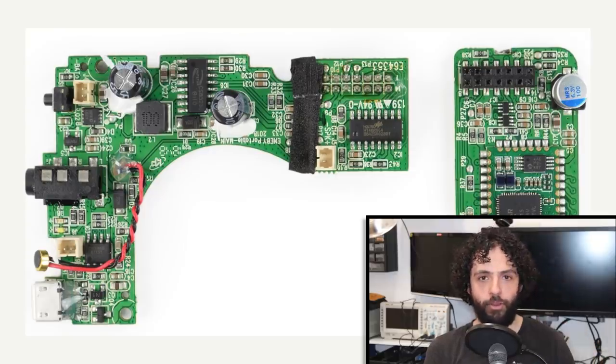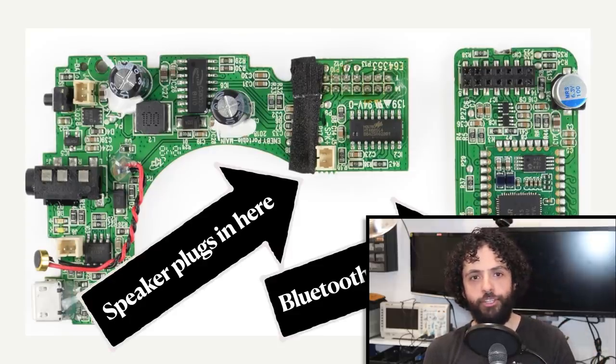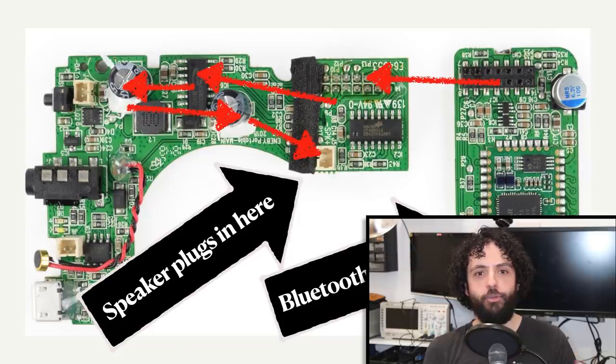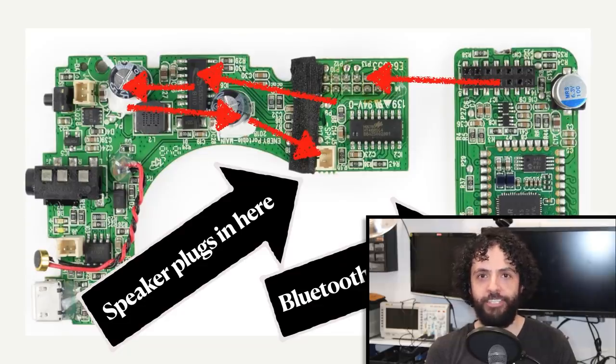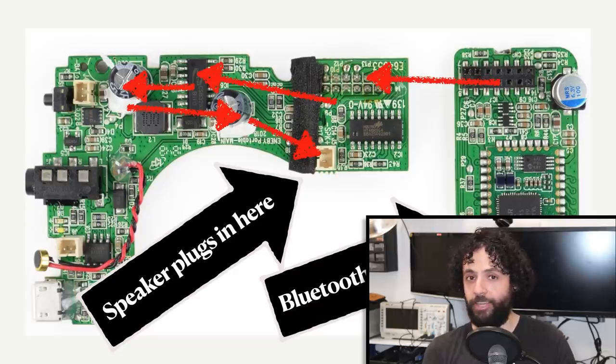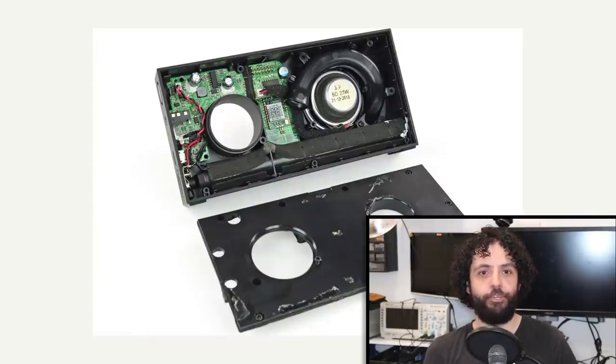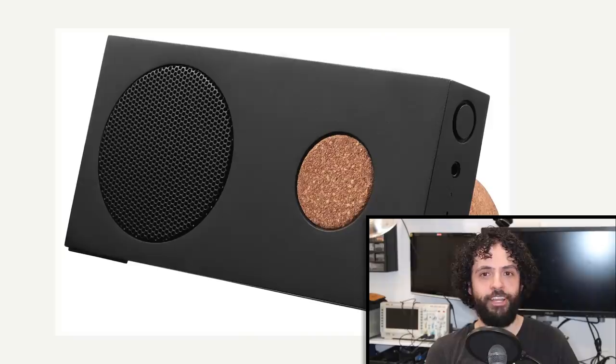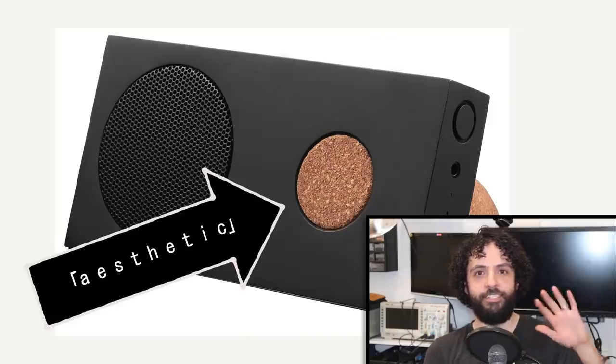Just take a look at this board. Here's the Bluetooth audio bit on a daughter board, and the audio it receives needs to make it all the way across the board around that cutout to the speaker. Why does it need to do all that? So that you can ram a cork through this hole and stand it up. Aesthetics.